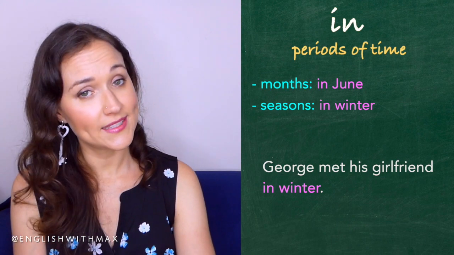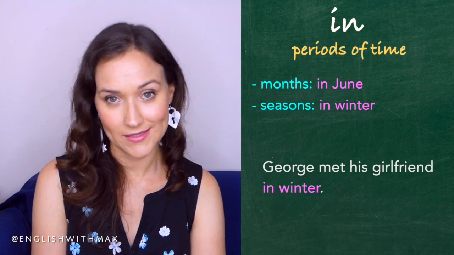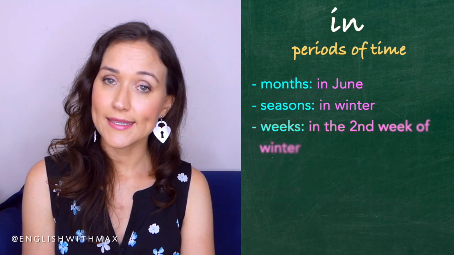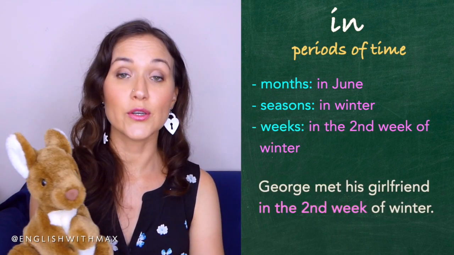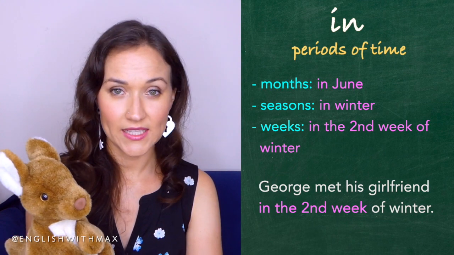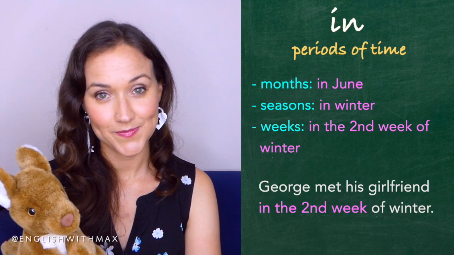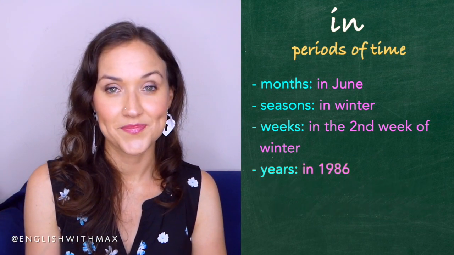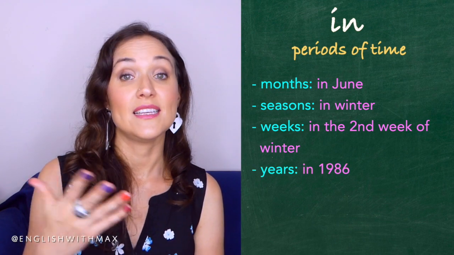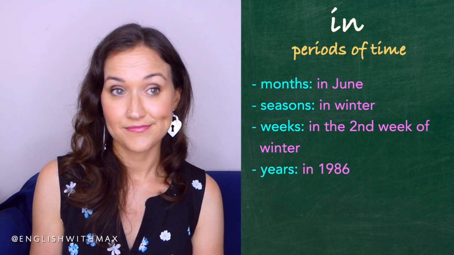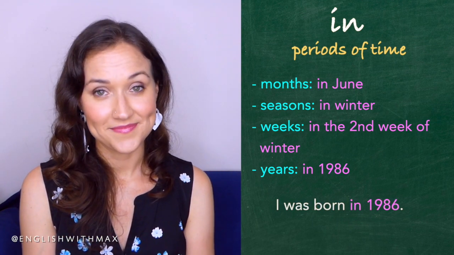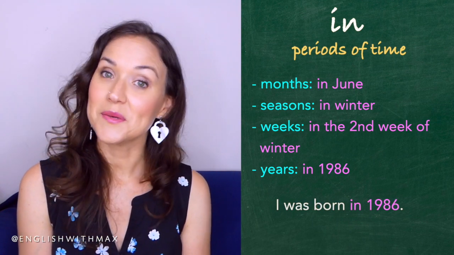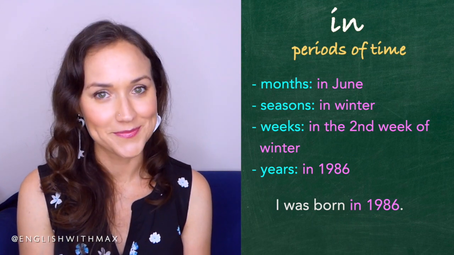Yes, in Australia, June is in winter. We use it for weeks as well. For example, George met his girlfriend in the second week of winter. We use it for years. In 1986. I was born in 1986. If you are wondering about my age, now you know.